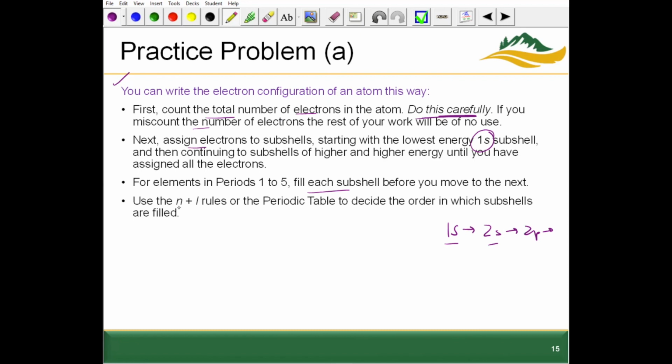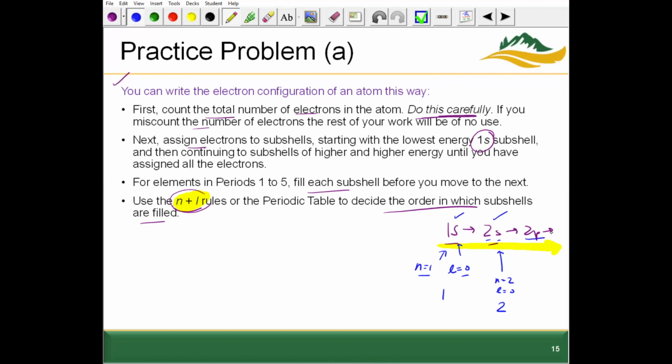We could use this n+l rule to decide the order in which the subshells are filled. If we're using that diagram to show the order of increasing energy, then we don't need to use this rule, but it could help check to make sure we have that order listed correctly. For instance, this is n equal to 1. For s, that is l equal to 0. 1 plus 0 is 1. Here, n is equal to 2. l is again equal to 0. So n plus l equals 2 plus 0, which is 2. So this is indeed a higher energy than this one.